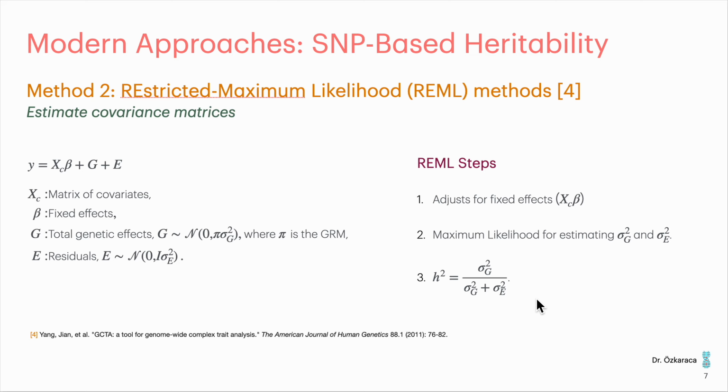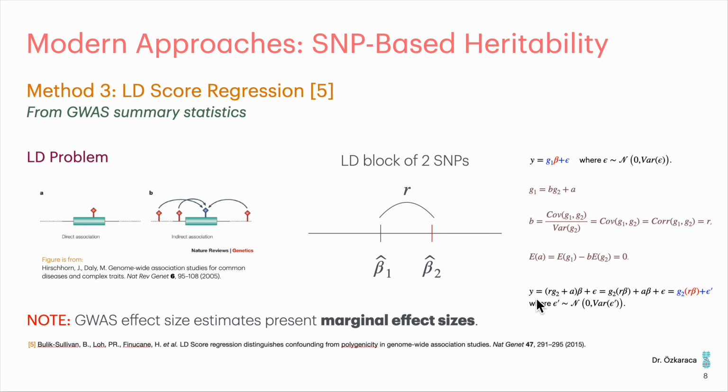Both REML methods and HE regression methods require access to genetic data, and now we will be moving on to a third method which does not require access to genetic data. The last method is based on GWAS summary statistics, and it is called LD score regression. This method is slightly more complex than the previous ones, so I will explain its core logic in more detail.